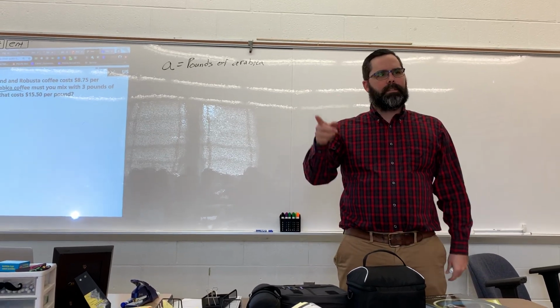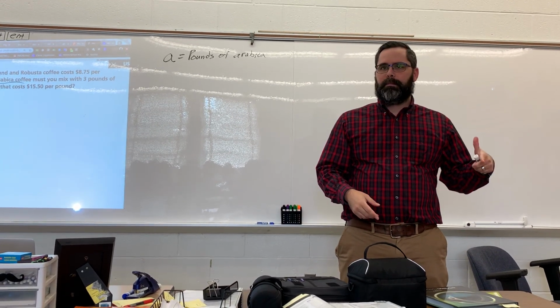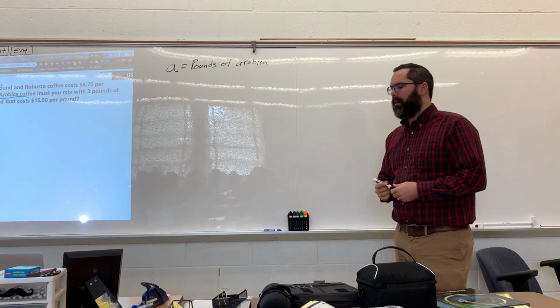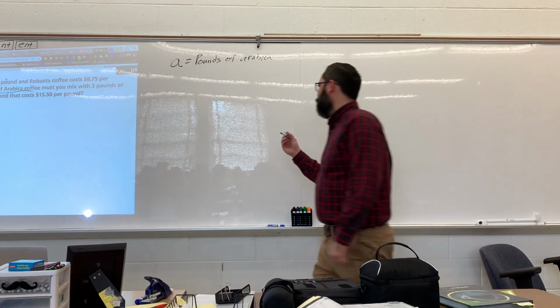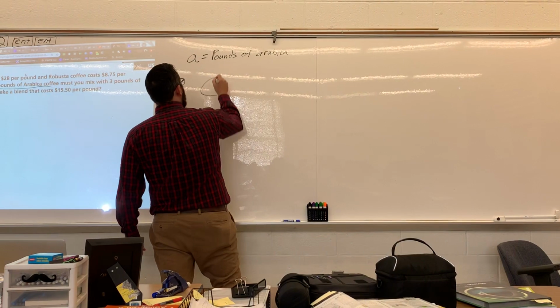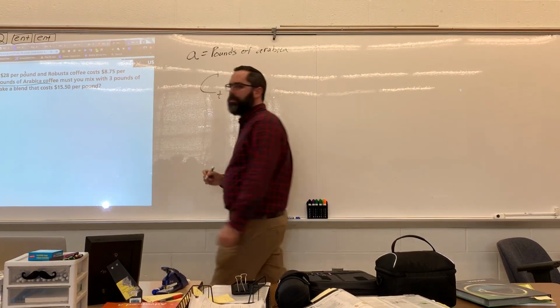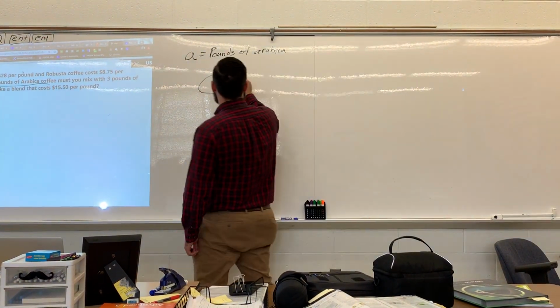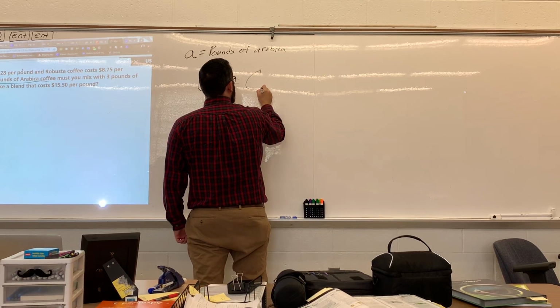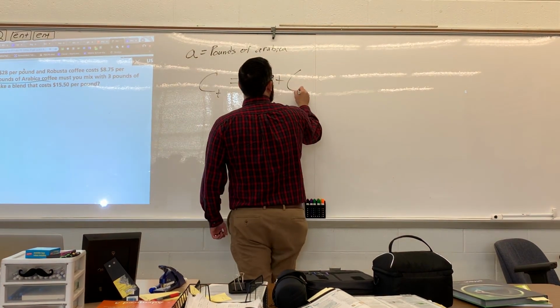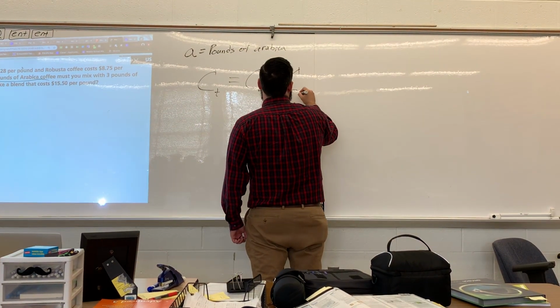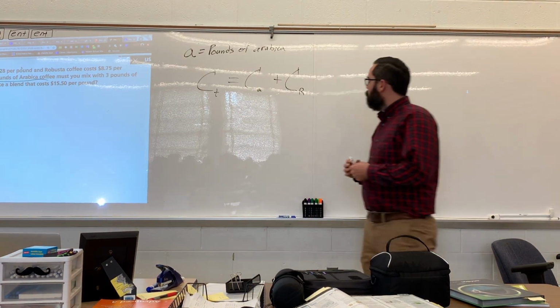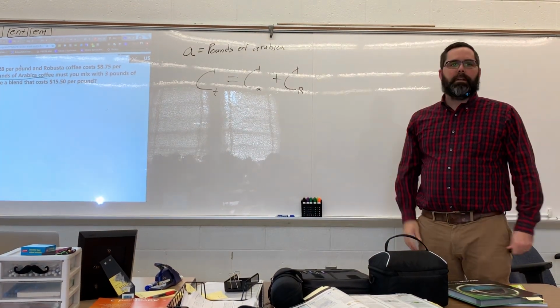Okay. So like the problem we did in the past, remember that time problem where we said the total time was equal to the first time plus the second time plus the third time? We're going to do something similar to that, but here instead of time we're going to be talking about cost. So we're going to say the total cost is going to be equal to the cost of the Arabica plus the cost of the Robusta. Alright, so this is our general format.